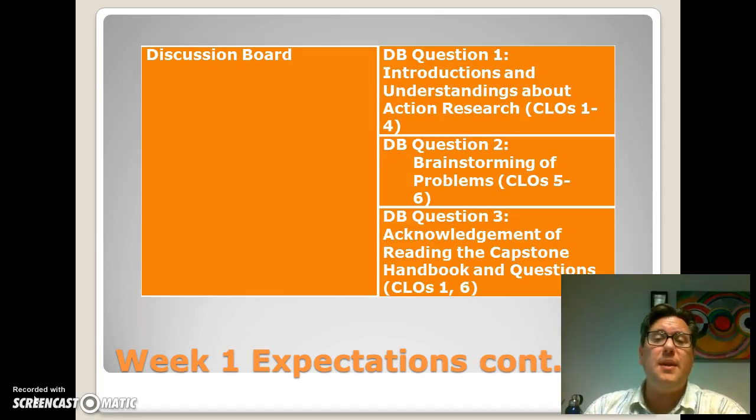Discussion board. So this week there are 3 different discussion board questions. First is about introductions and understanding about action research. Question 2 is the brainstorming of problems. This really is where you're going to put out what you see as your problems or areas of interest in developing yourself as an instructional leader, looking at school administration, what you see the problems are that research can be done on. And then question 3 is really the acknowledgement of reading the Capstone Handbook and posting any questions that you have. I'll try and go on and respond to some of those questions, as well as making sure that we respond to each other as well.